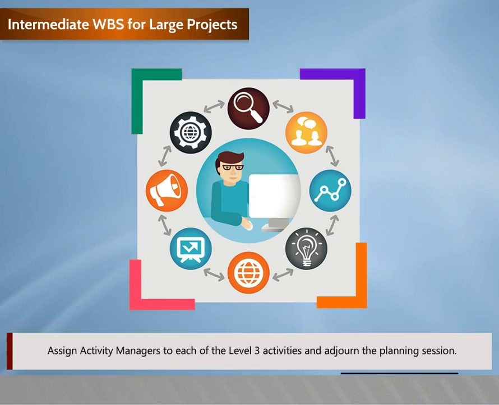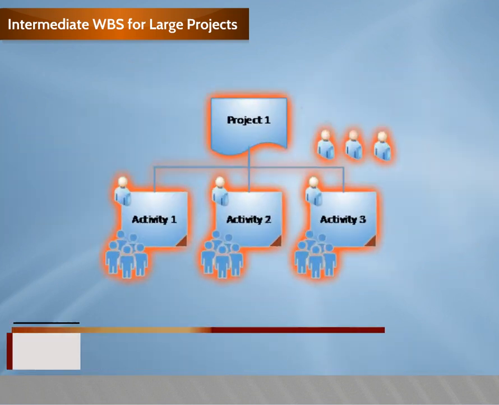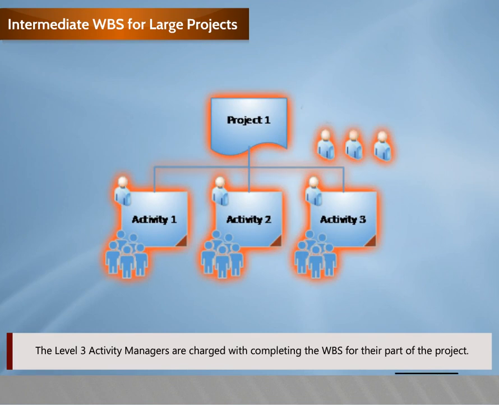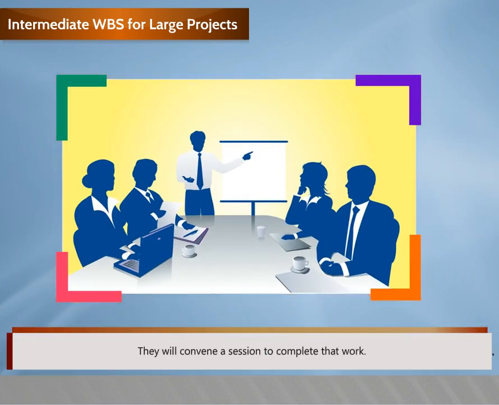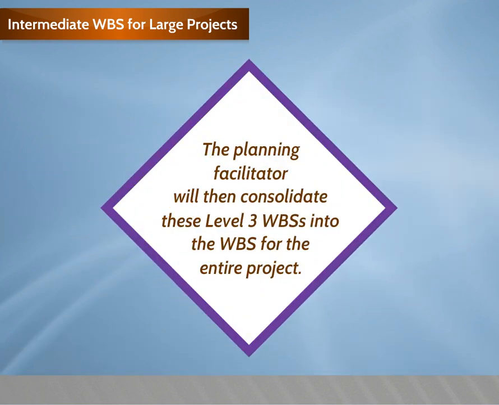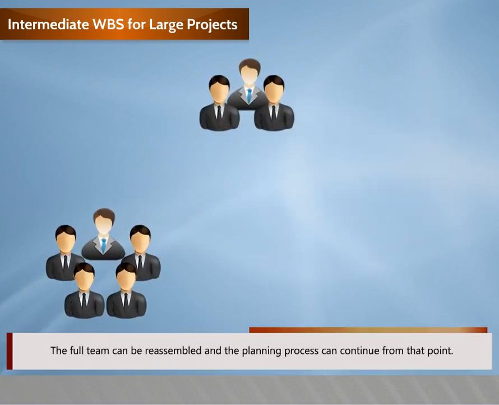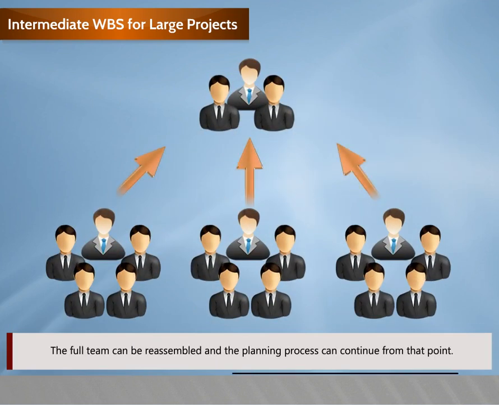Assign activity managers to each level 3 activities and adjourn the planning session. The level 3 activity managers are charged with completing the WBS for their part of the project. They will convene a session to complete that work. The planning facilitator will then consolidate these level 3 WBSs into the WBS for the entire project. The full team can be reassembled and the planning process can continue from that point.